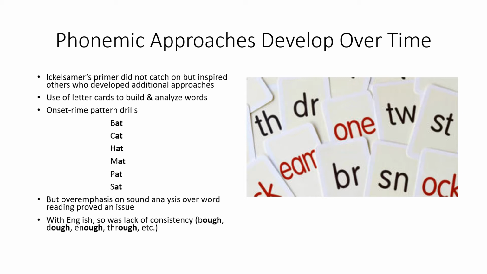Another kind of activity that came about was drill patterns that used the onset rhyme pattern. So the initial consonant, the onset, would change, but the rhyme, the rhyming part, the end part of the piece, would remain the same, such as bat, cat, hat, and so on.